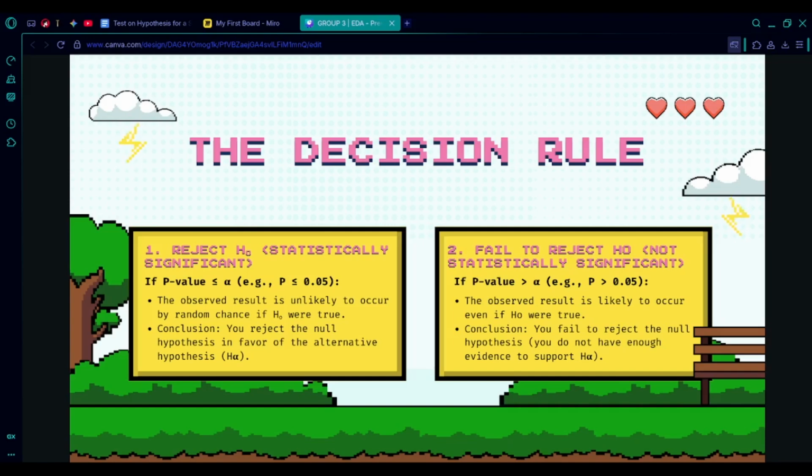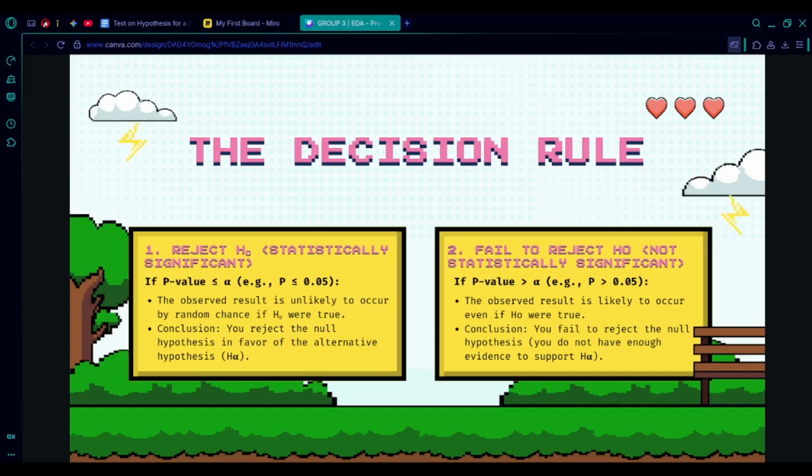Same thing, we fail to reject the null hypothesis. The observed result is likely to occur even if the null hypothesis were true. Ibig sabihin, mataas yung chance or most likely mangyayari yung nasa null hypothesis, which is proven when we solve for the p-value. What is the conclusion? You fail to reject the null hypothesis. It means that you do not have enough evidence to support the alternative hypothesis.